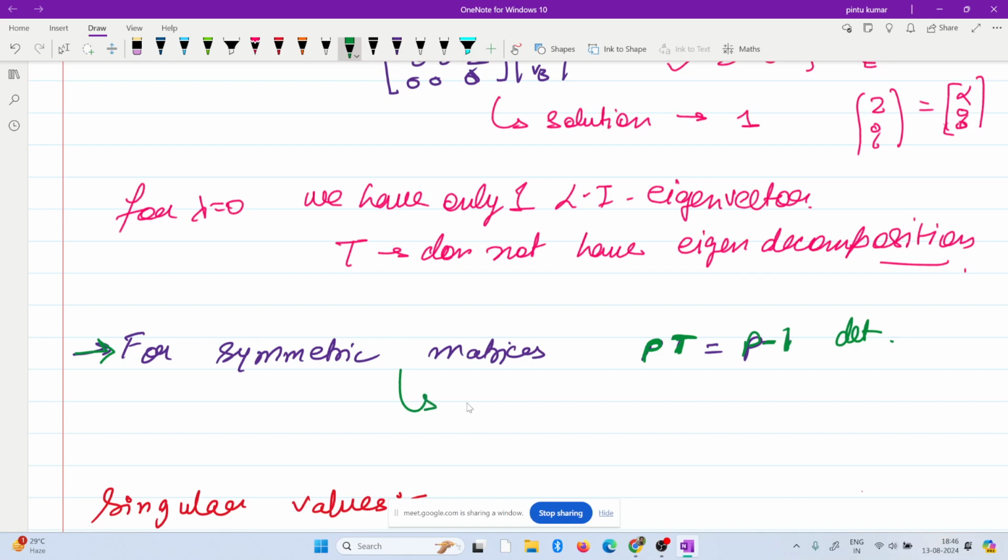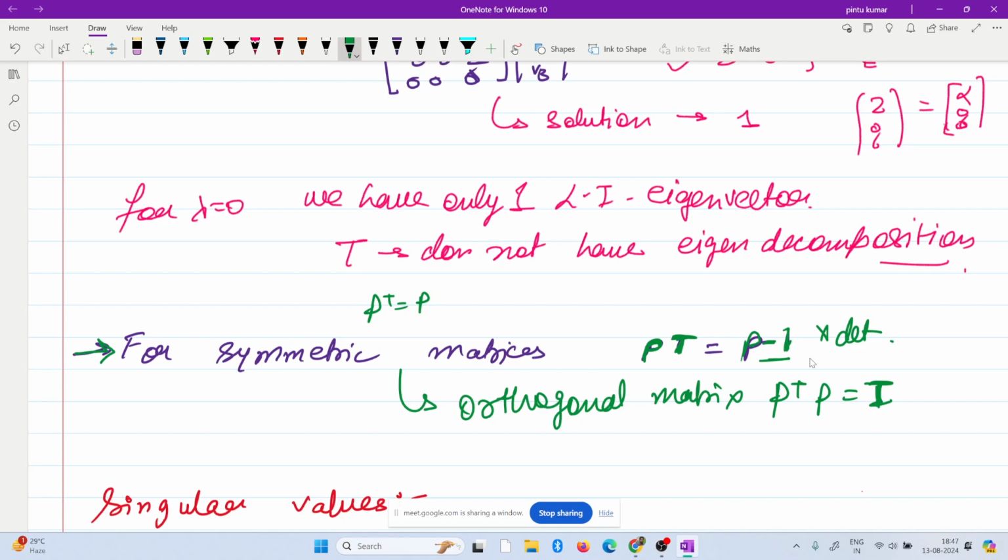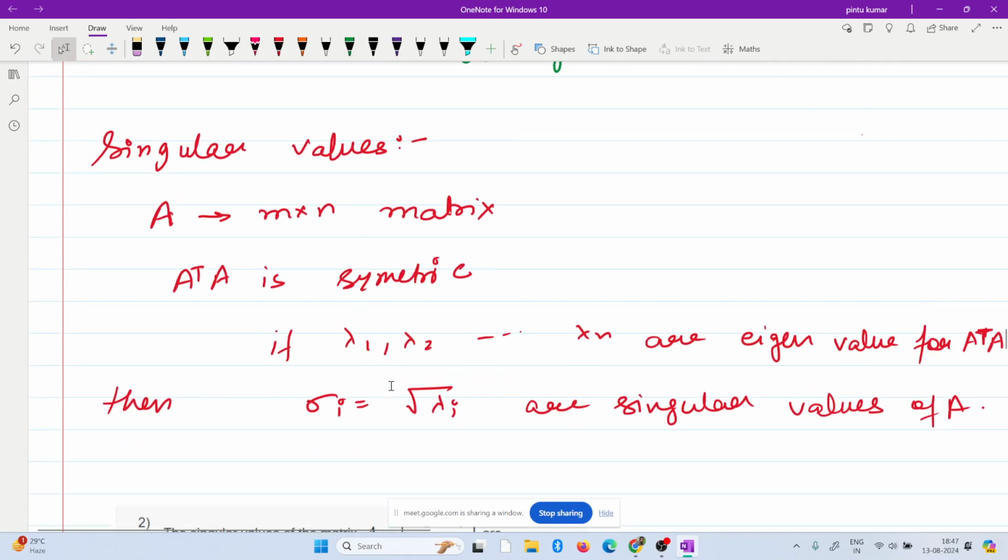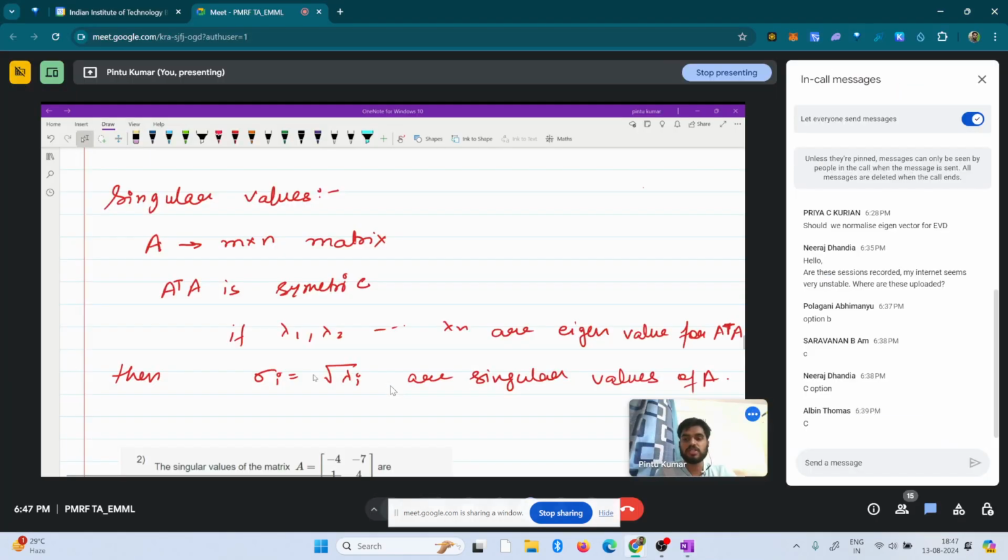If you have an orthogonal matrix, there you have P transpose P is equal to identity. But if you have a symmetric matrix, then also this is just some scaling by the determinant. Most of the time this will be true. So a symmetric matrix has the property that P transpose is this. Then again you will have this thing.